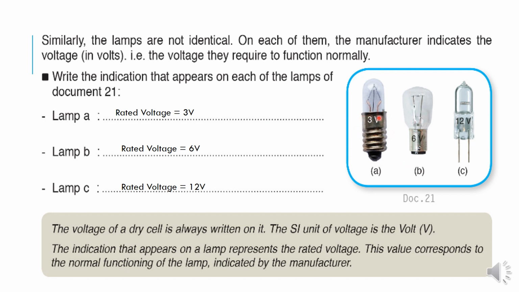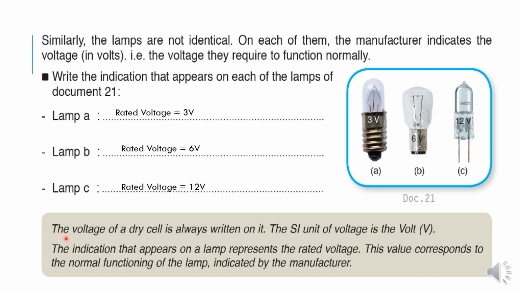Write the indication that appears on each of the lamps of document 21. Lamp A: on lamp A, we have 3 volts. 3 volts is written on lamp A. So the rated voltage equals 3 volts. This lamp needs 3 volts to function normally. Lamp B: 6 volts is written on it. So this lamp needs 6 volts to function normally, so the rated voltage is 6 volts. While lamp C needs 12 volts to function normally, the rated voltage equals 12 volts.